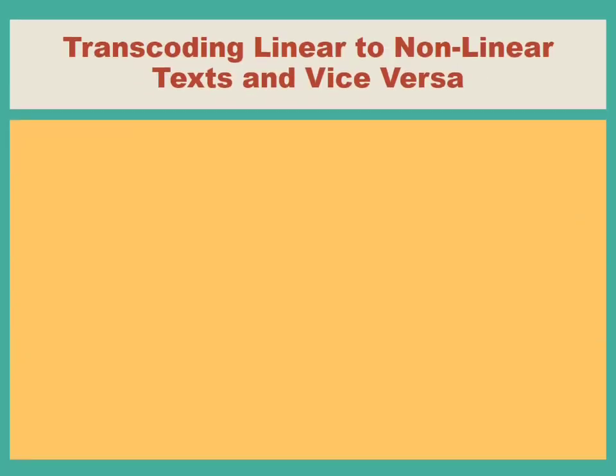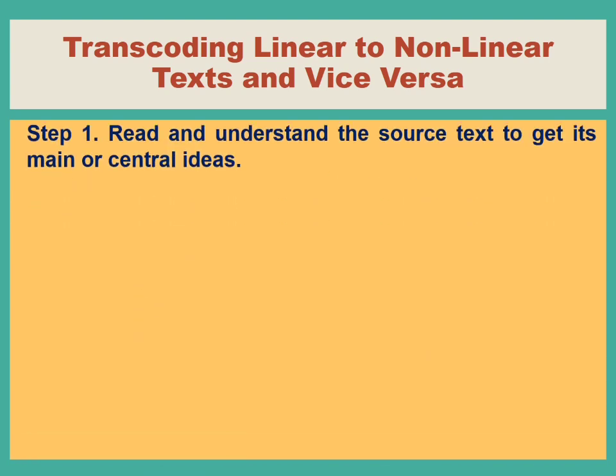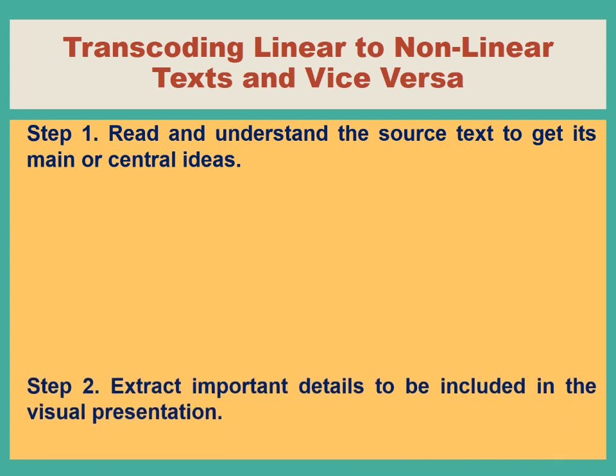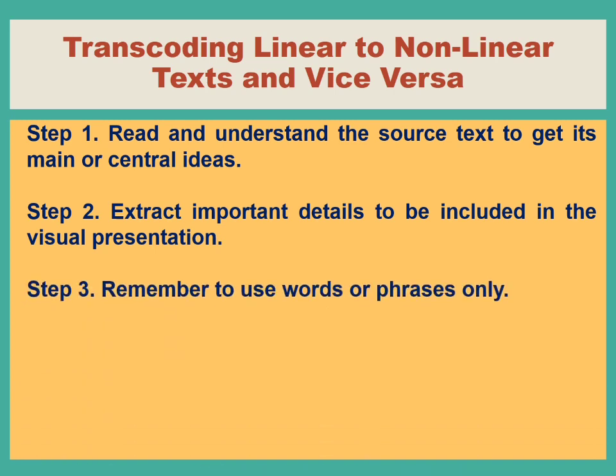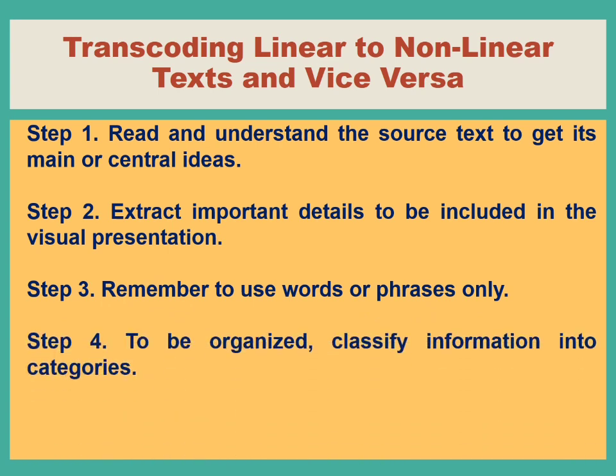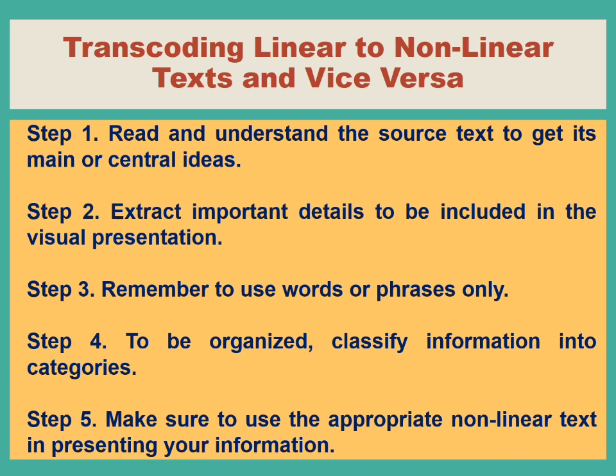To transcode a linear text to a nonlinear text, one may follow these steps. Step 1. Read and understand the source text to get its main or central ideas. Step 2. Extract important details to be included in the visual presentation. Step 3. Remember to use words or phrases only. Step 4. To be organized, classify information into categories. And step 5. Make sure to use the appropriate nonlinear text in presenting your information.